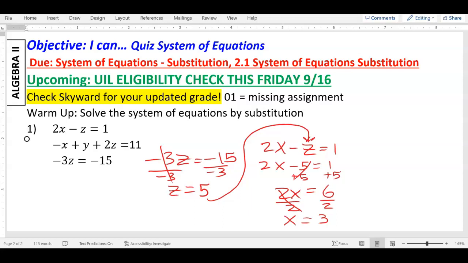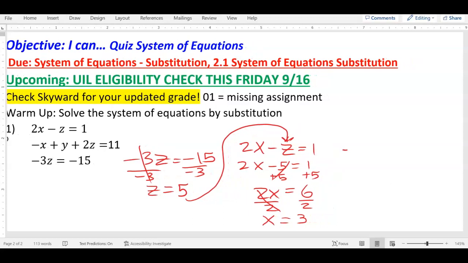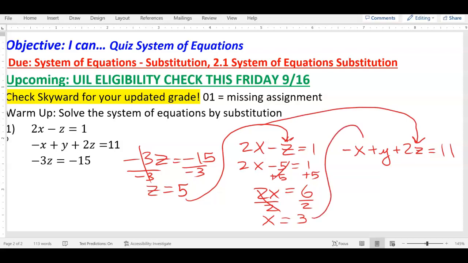I'm going to write it off to the side here. Negative x plus y plus 2z equals 11. Now, if I know z is 5, I can put that right there. And now I know x is 3, I can put it right there. Substitution.